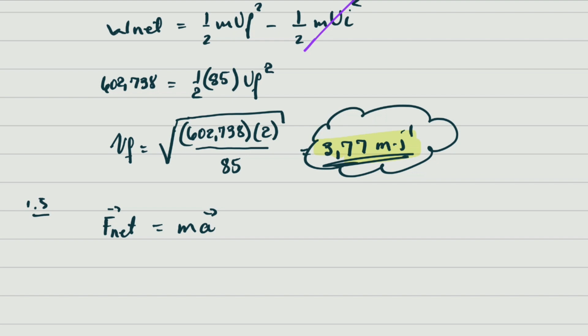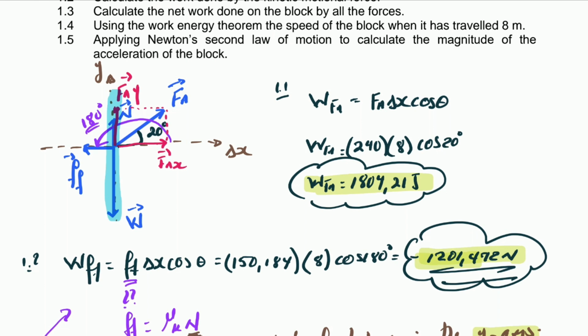And we're going to go to the x-axis. Now for Newton's second law in the x-axis, what forces do you have there in the x-axis? You have the applied force in x and you have the frictional force. Those are the two forces you have in the x-axis.